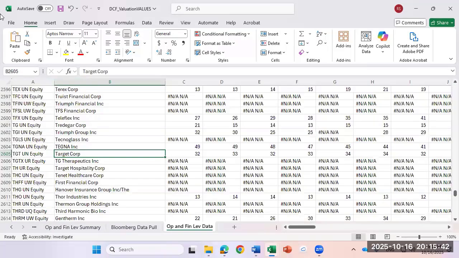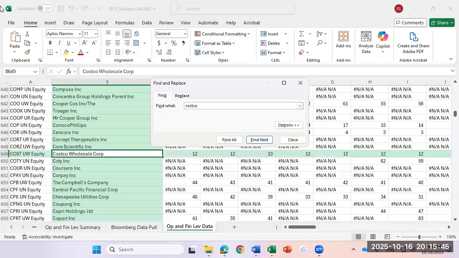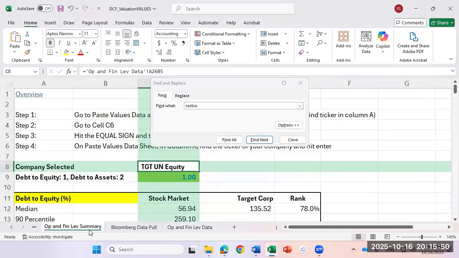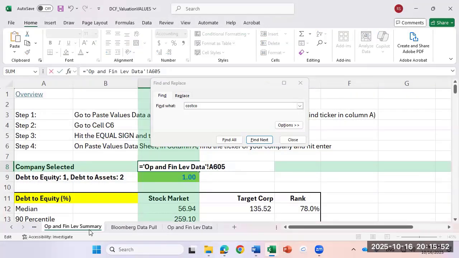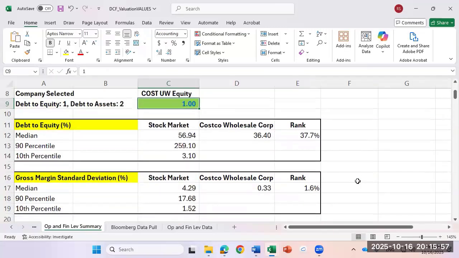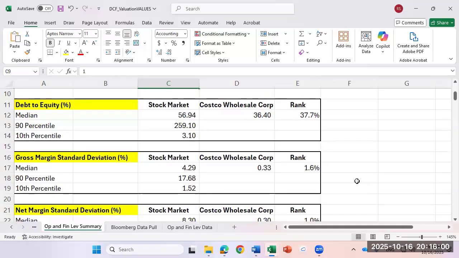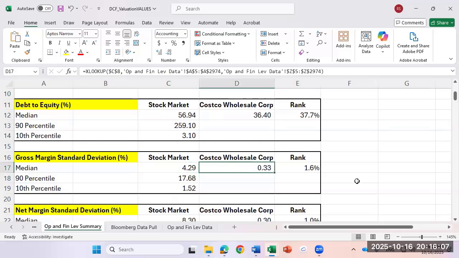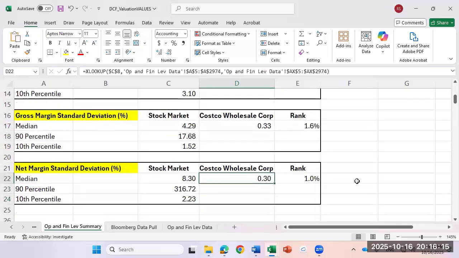So I go in here and find Costco. Line 649. What does their debt look like? Below average. How's their gross margin volatility? It's not even 0.5%. Pretty stable gross margins. What about their net margin? Pretty stable.